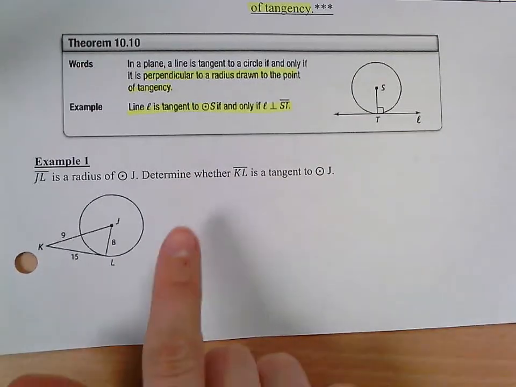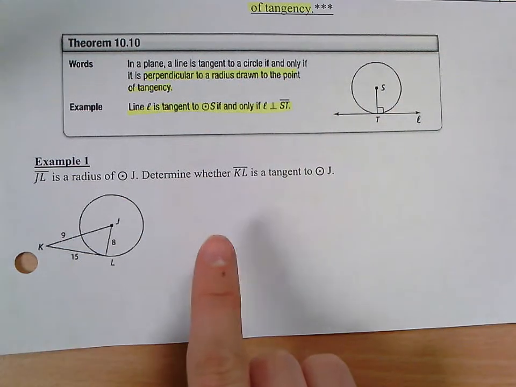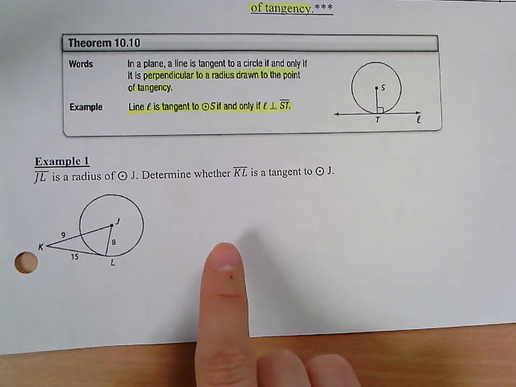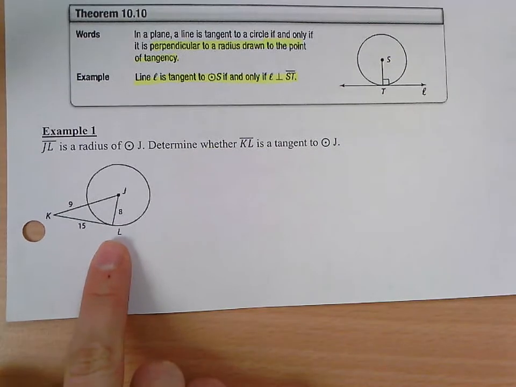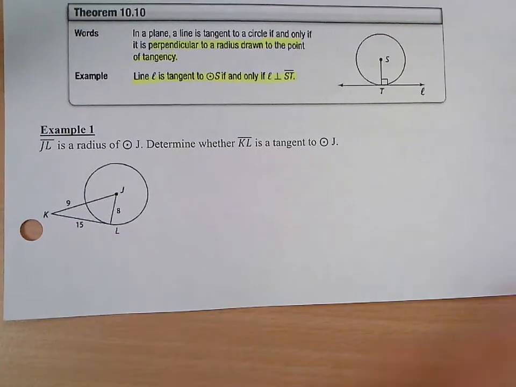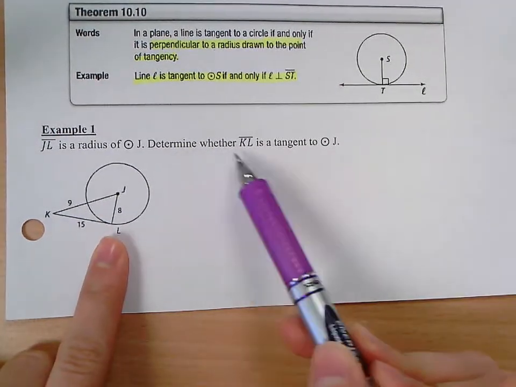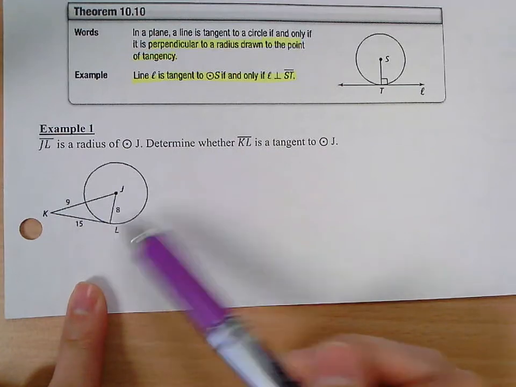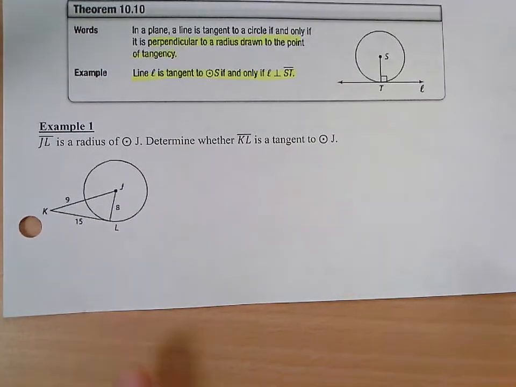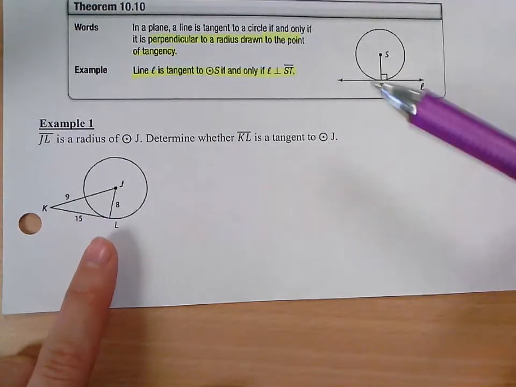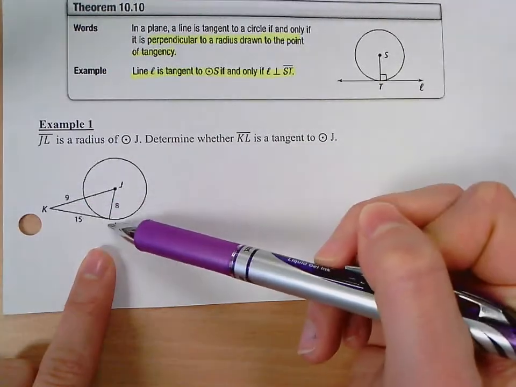So how we're going to use that theorem in these first sets of examples. It says JL is a radius of circle J, and it says determine whether KL is a tangent to circle J. So they're not telling us that it is a tangent line, we're determining if it's a tangent line.